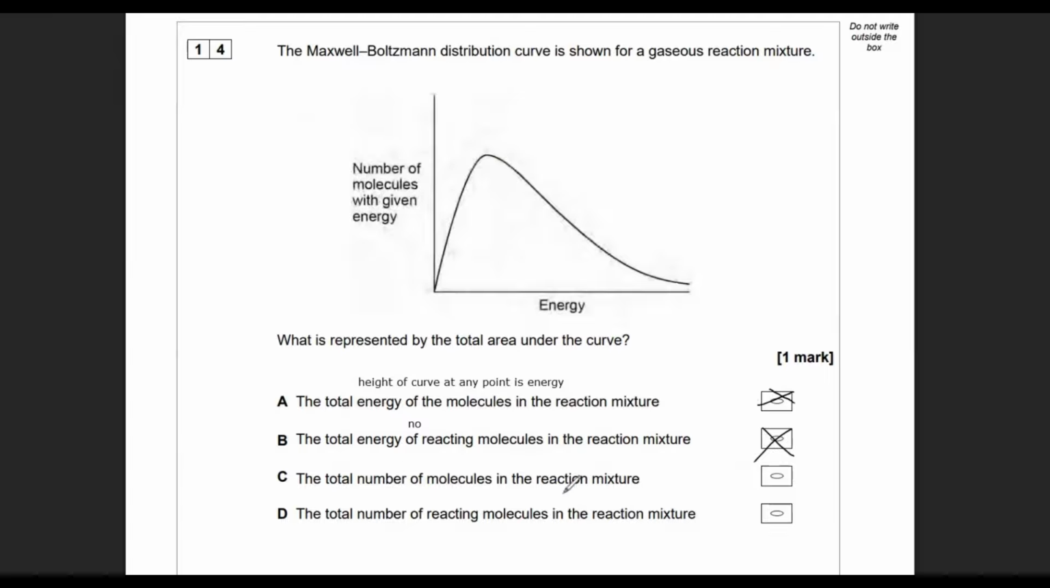Is it the number of molecules in the reaction mixture, or is it the total number of reacting molecules? No, it's C. It's the number of molecules in the reaction mixture in total. They're not all reacting, are they? In a reaction mixture, they're not all reacting at the same time. It's only the ones which are past this line, the activation energy line, that have enough energy for successful collisions. So there's only ever a proportion of those reactants reacting. Okay, bosh.